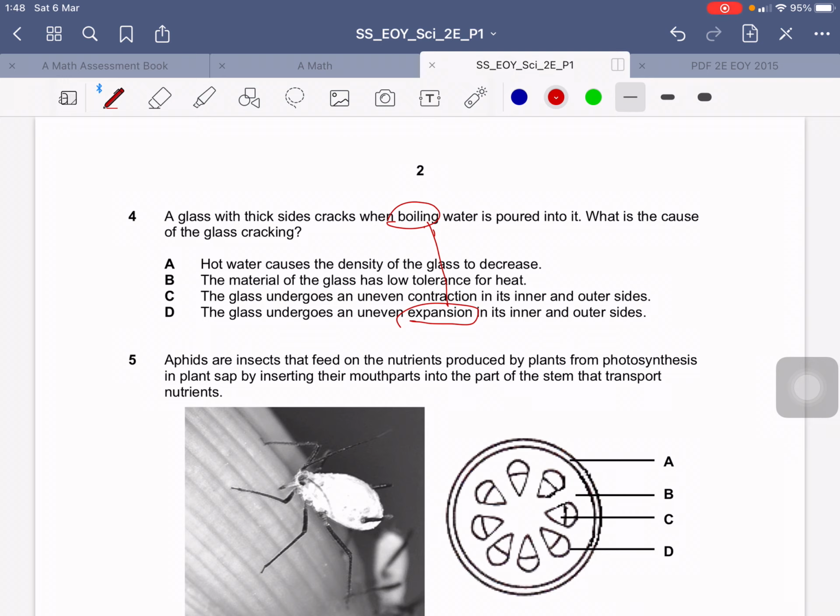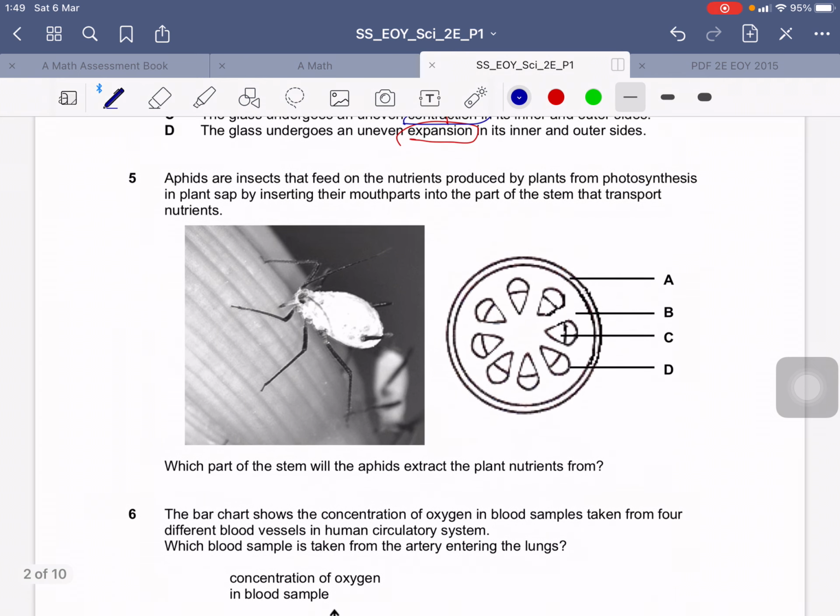Now if you look at the other options, density, option A, maybe it will change, but it's not really the key reason why the glass is cracking. Low tolerance for heat, I don't think that's the main reason. Glass is quite tolerant towards warm liquid poured into it. Next, uneven contraction, this is definitely wrong. It should be talking about expansion. Okay, so we have answer as D.